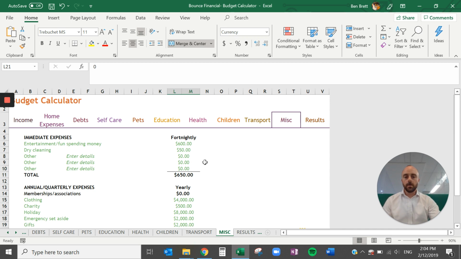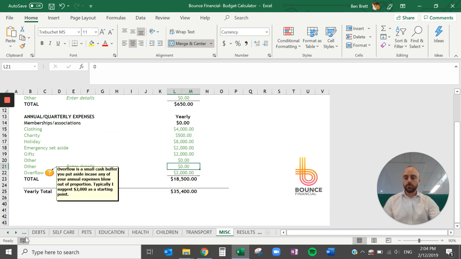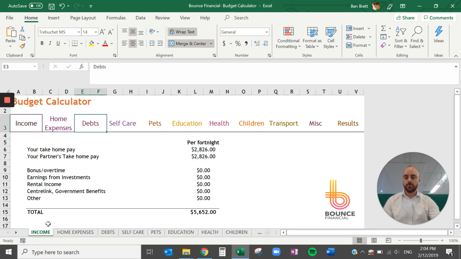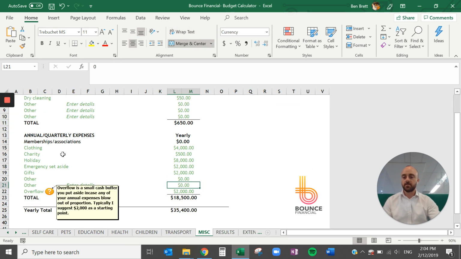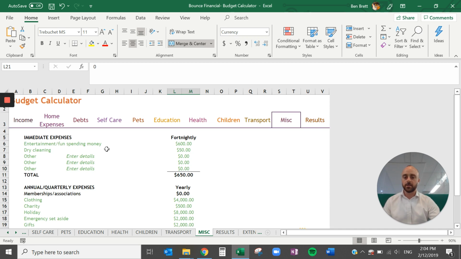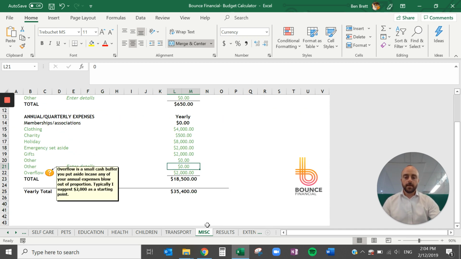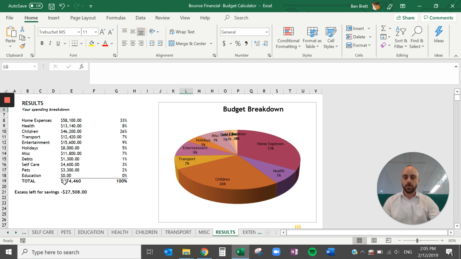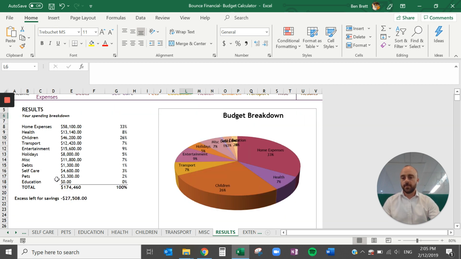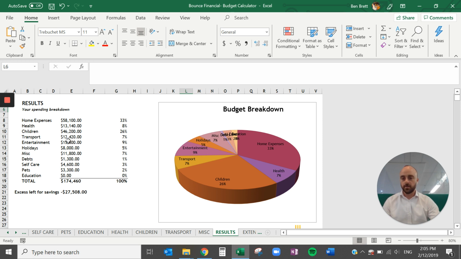Cool. All right. So we have inputted all the expenses now. We started with income, we went to home expenses, debt, self-care, pets, education, children, transport, miscellaneous. Now, if anything else has been missed, you can obviously put that in miscellaneous and that should hopefully carry through. Okay, so let's move to results.